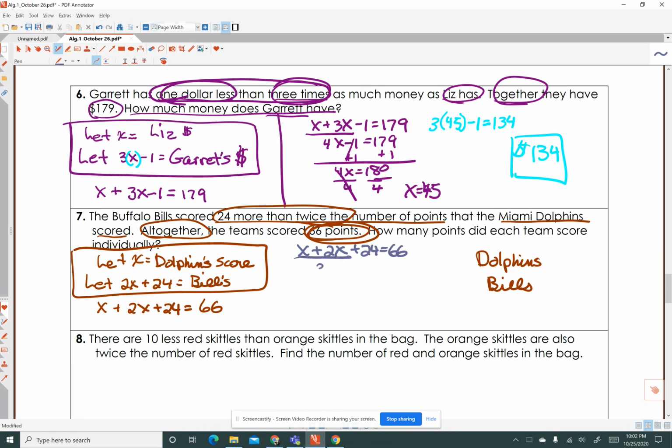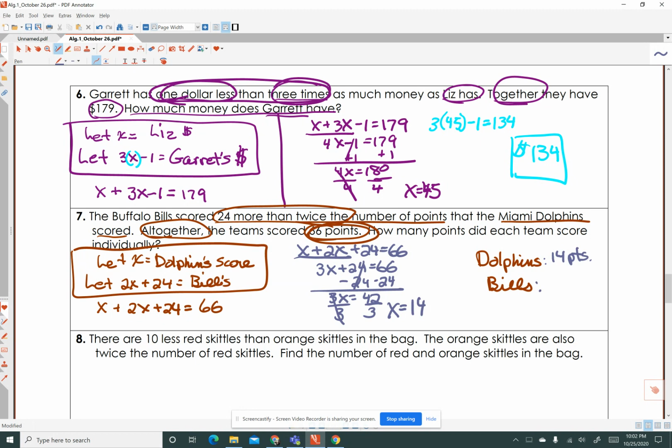We'll combine like terms first. 3x plus 24 equals 66. We'll subtract 24 from both sides of the equation, and we have 3x equals 42. We'll divide both sides of the equation by 3, and x equals 14. So that's the Dolphins. They had fewer points. And let's label our answer in points.